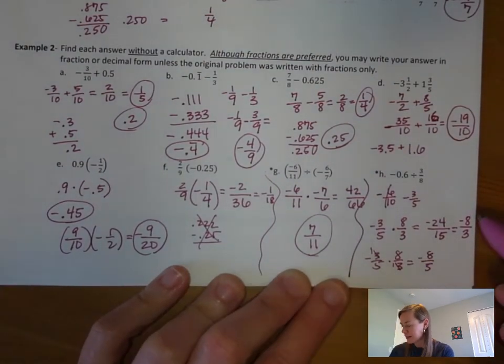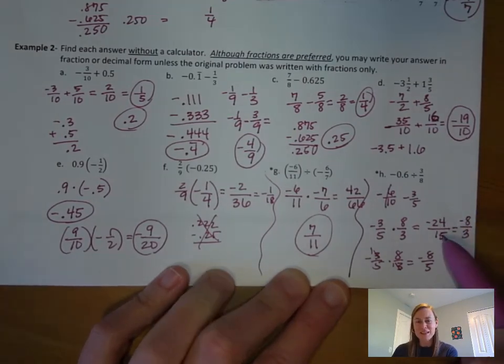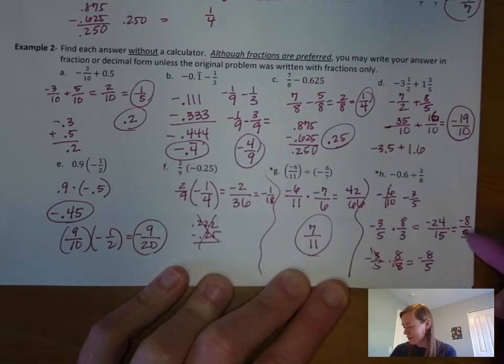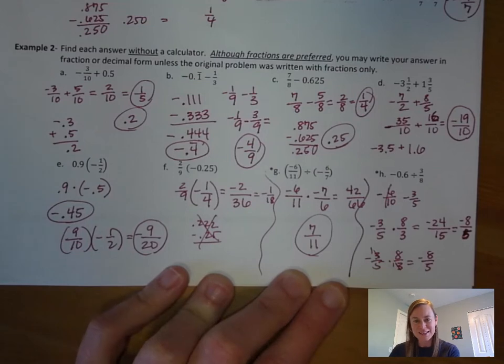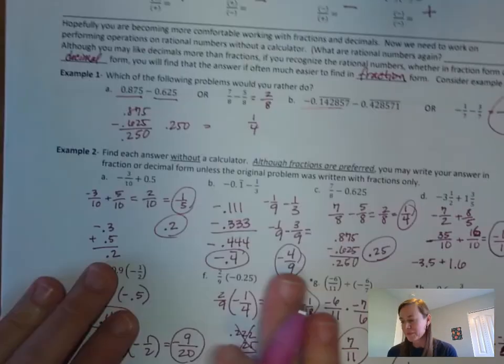Well, wait a second. I got different answers here. What did I do wrong? Okay, wait. I'm dividing these by 3, right? 24 divided by 3 is 8. 15 divided by 3 is not 3. I was talking and writing at the same time. That's going to be 5. I bet you guys caught that, didn't you? I hope you did. So that is our notes for today.